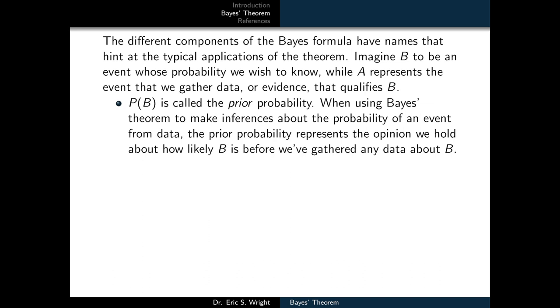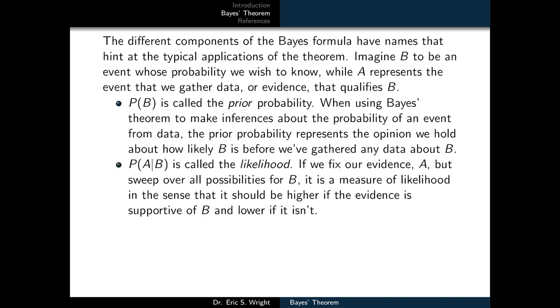The different components of the Bayes' formula have names that hint at the typical applications of the theorem. Imagine B to be an event whose probability we wish to know, while A represents the event that we gather data or evidence that qualifies B. P of B is called the prior probability. When using Bayes' theorem to make inferences about the probability of an event from data, the prior probability represents the opinion we hold about how likely B is before we've gathered any data about B.